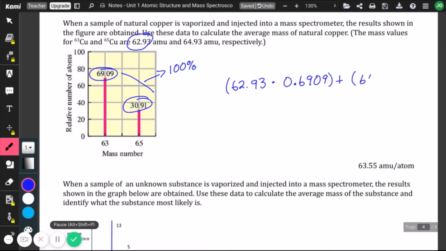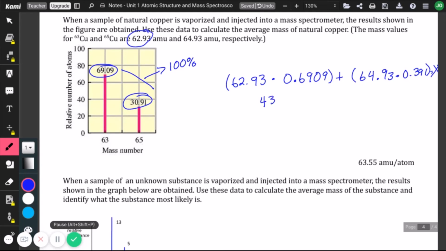So our AMU is 64.93 times your percent abundance, which was 0.391, and then that will give me my average atomic mass. Okay, the average mass of this copper. So we plug that into our calculator. We're going to end up with, for this one, 43.48 plus 20.07 equals X. Add those together, we're going to get 63.55 AMU. Okay, and then there would be your answer right here.